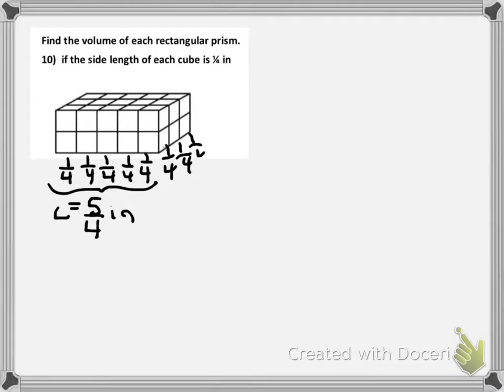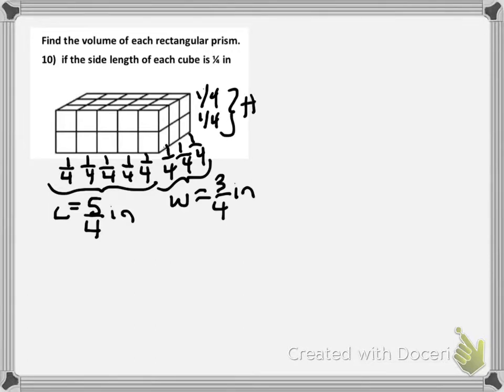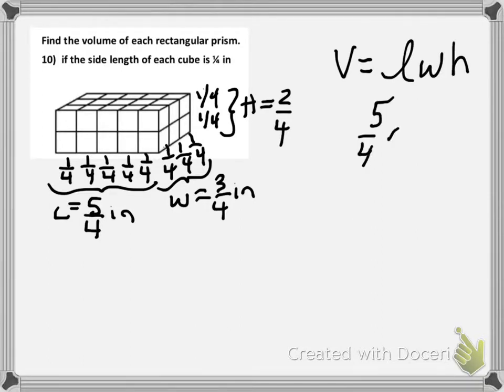Each of those cubes is 1/4. So that means the width altogether is 3/4 inches. And then for the height here, each cube is 1/4, and there are 2 of them, so that means the height is 2/4. So now we're going to substitute the length, width, and height into our formula, length times width times height. The length we said is 5/4, the width is 3/4, and the height is 2/4.